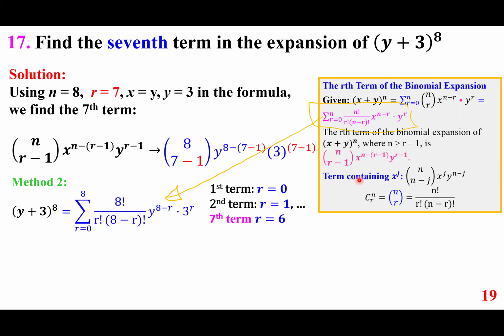The point I'm trying to make is that you don't have to memorize this formula. For the seventh term, r is equal to 6. So replace the r with 6, everybody. You get 8 factorial over 6 factorial times (8 minus 6) factorial, 2 factorial, y to the power of 8 minus 6, which is 2, and 3 to the power of 6. Then expand it.